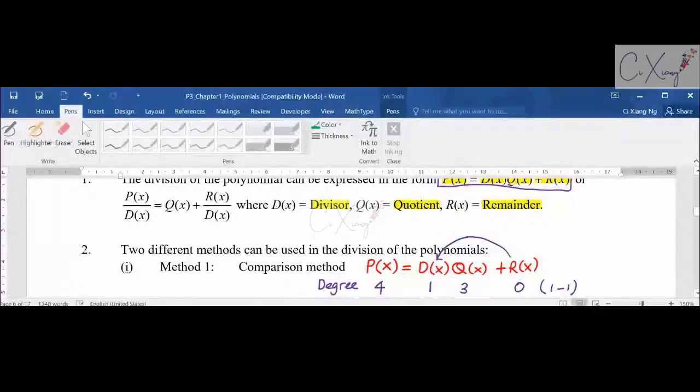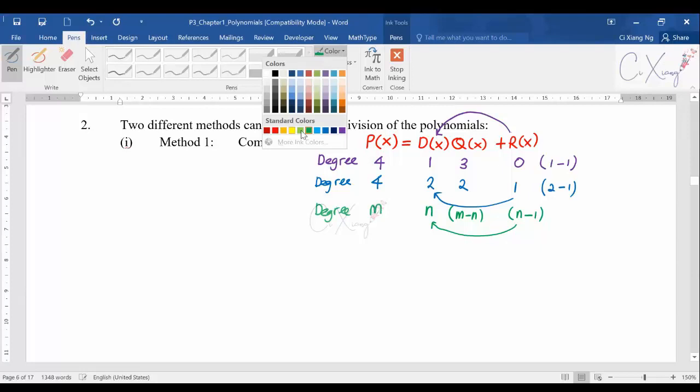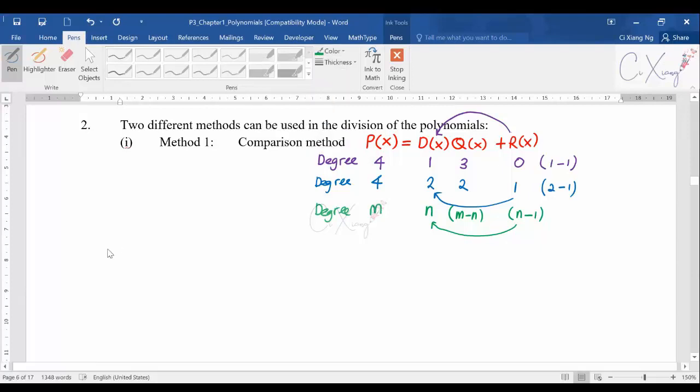You should know about these basic rules first before you can use this method to find out the division. Now I want to show you a very basic example. Let's say I give you one question here, part A. Let's say px is degree 4, so 3x power 4 plus 2x squared plus 3x minus 1, and I want to divide it by a degree 1 divisor, let's say x minus 3. So I want to divide this polynomial by this divisor. If I want to use the comparison method, how can I start?